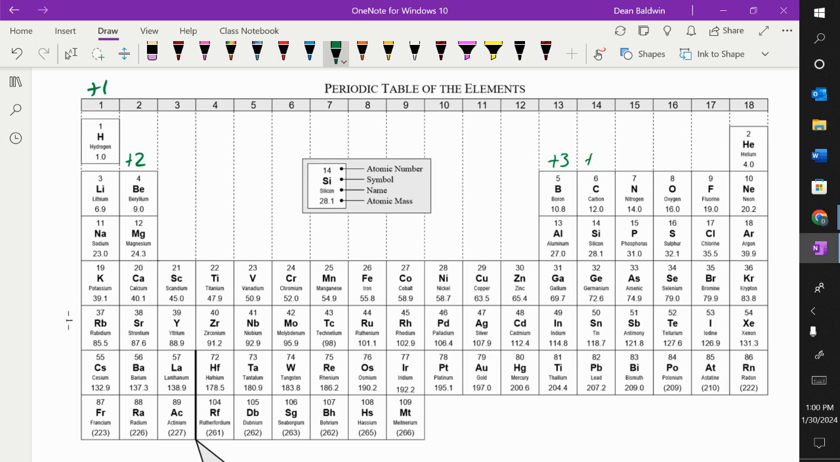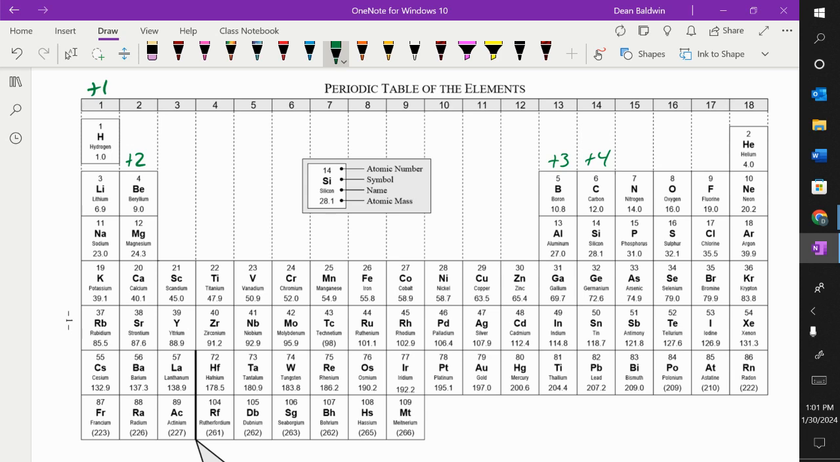Carbon is usually 4, right? It could be -4, but mostly it's +4. What's nitrogen? What's the charge on nitrogen? Okay, what do the charges represent?